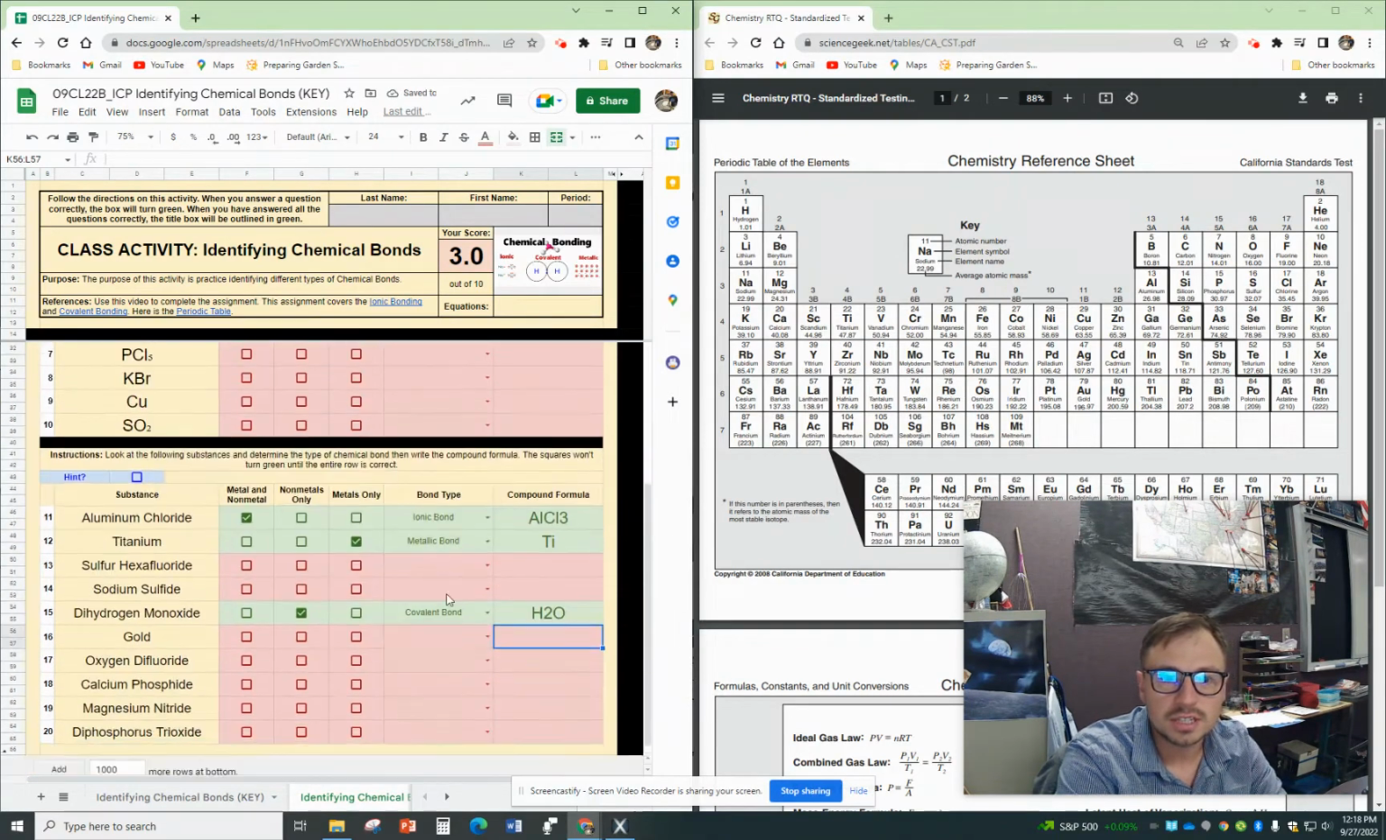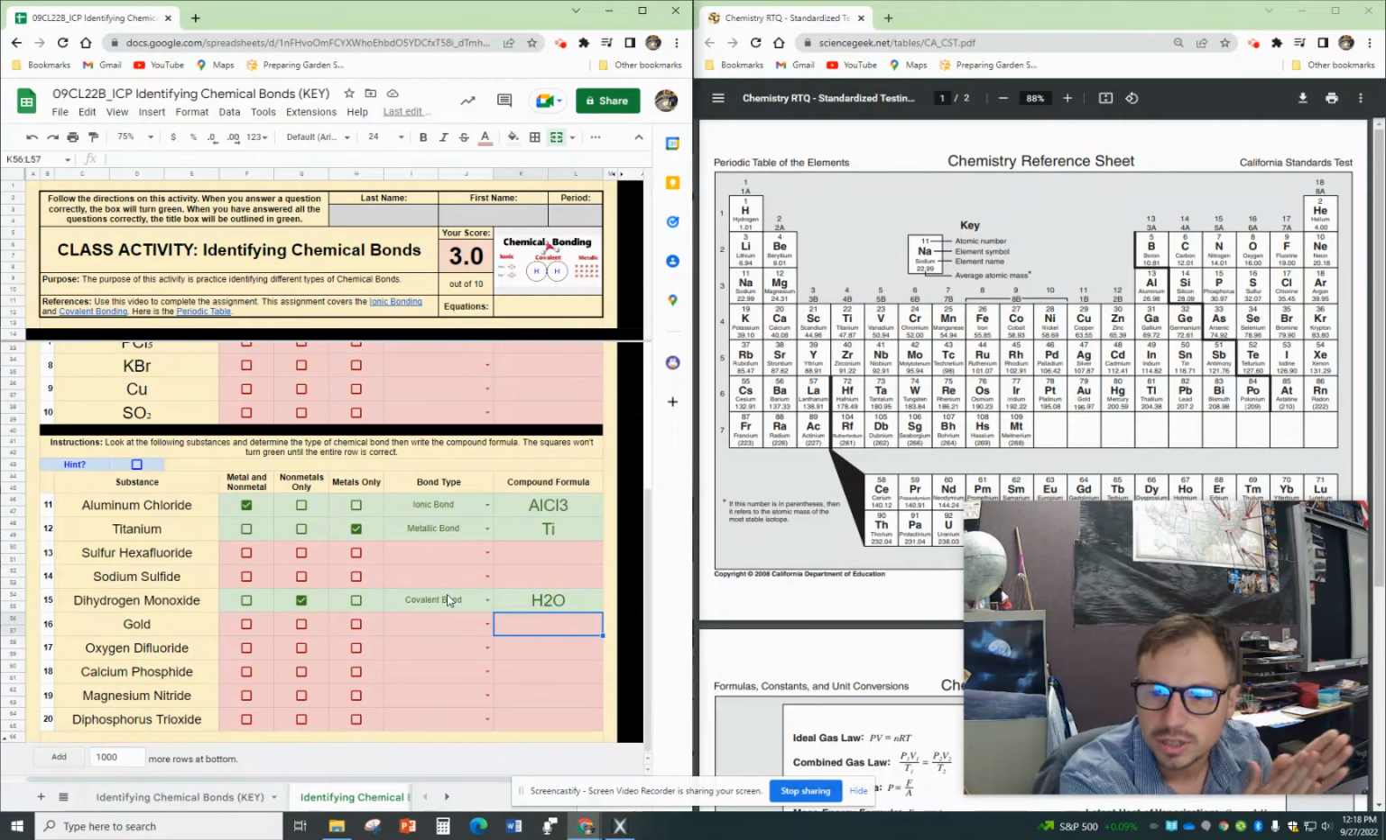So those are the different examples that you can have. This bottom part's a little trickier because you have to determine whether it's ionic, covalent, or metallic. And then if it's ionic, you do have to determine how many of each you have by the charges. So once again, this is that class activity, identifying chemical bonds.